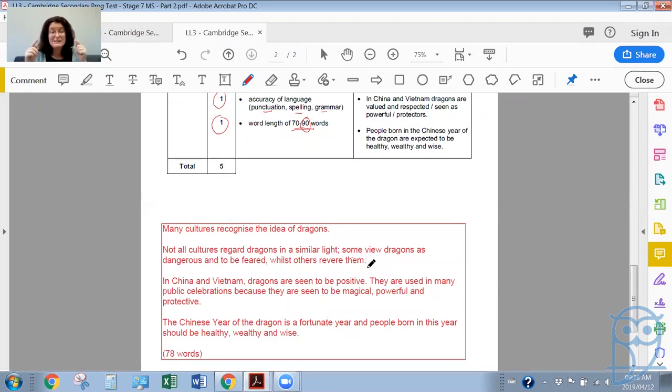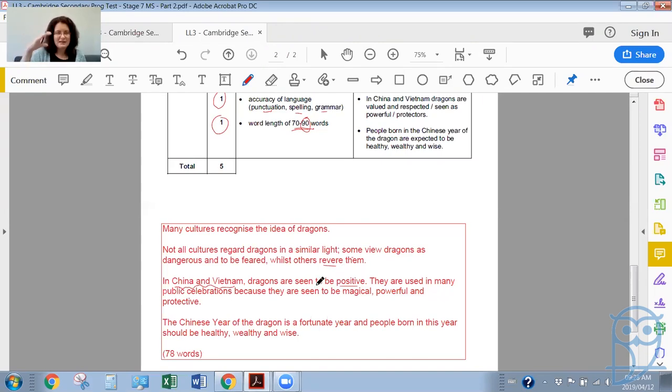And now we get into the specifics. They specifically mention China and Vietnam, so I specifically mention them. These particular cultures revere dragons. Okay? And to revere something means to adore or respect something, to worship or idolize it. Okay? In China and Vietnam, dragons are seen to be positive, all right? Because I've talked about danger and something to be feared. Now they seem to be positive.